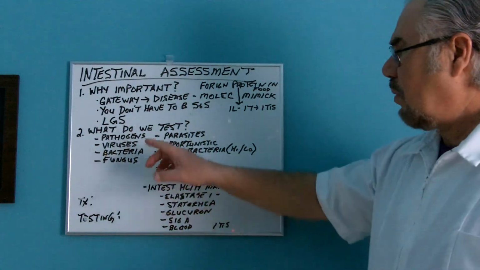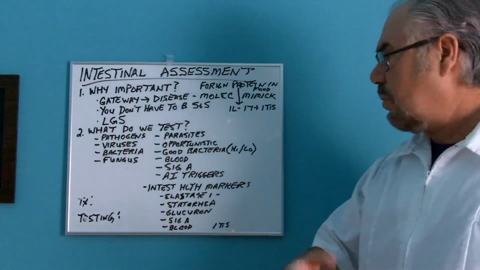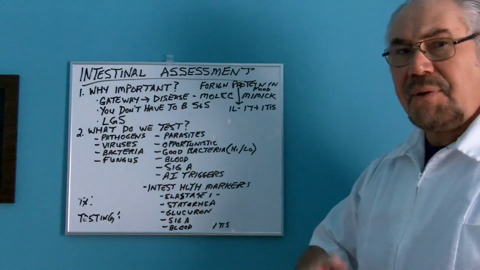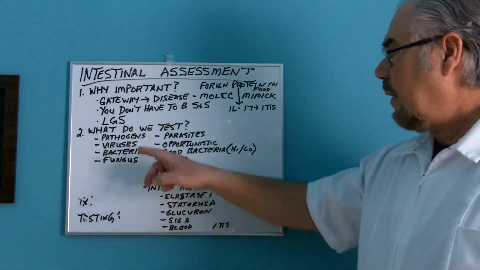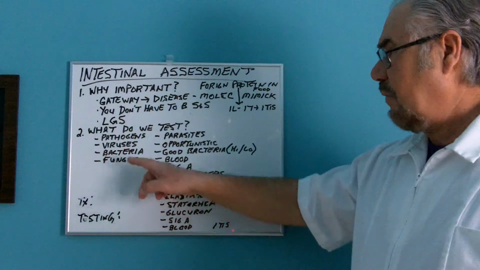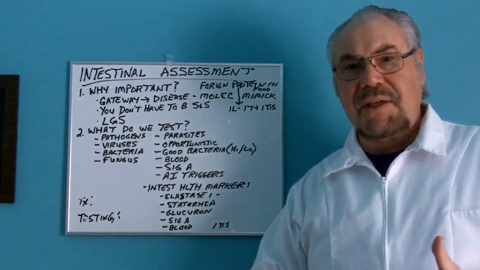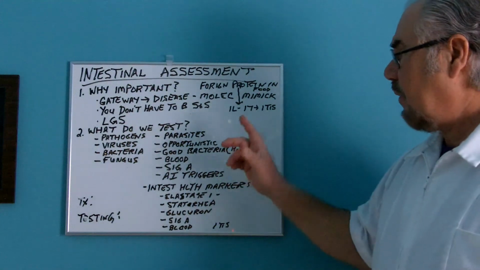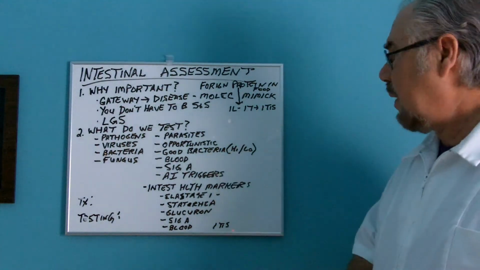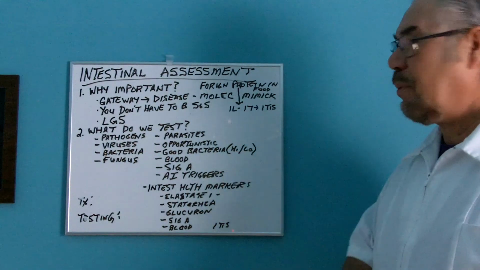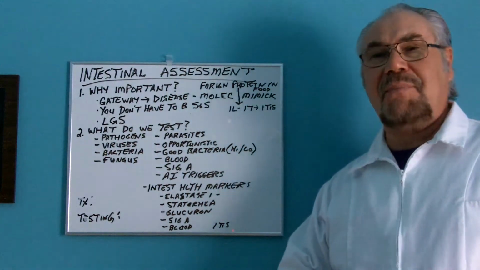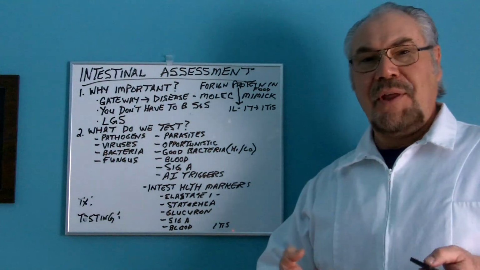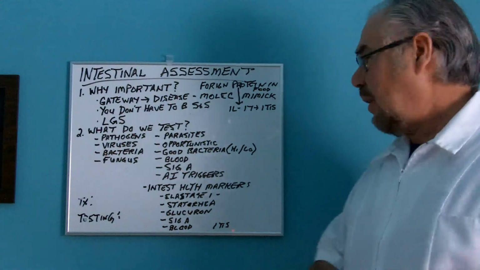All right, so it tests for all kinds of pathogens, your usual viruses that cause acute diarrhea and things like that. Pathogenic bacteria. It's going to check for fungus like Candida albicans and other yeast infections. It's going to check out for any parasites that you may have. It's even going to check out opportunistic bacteria. Those are bacteria that are just waiting for an opportunity to grow and start causing problems. So we check that out.